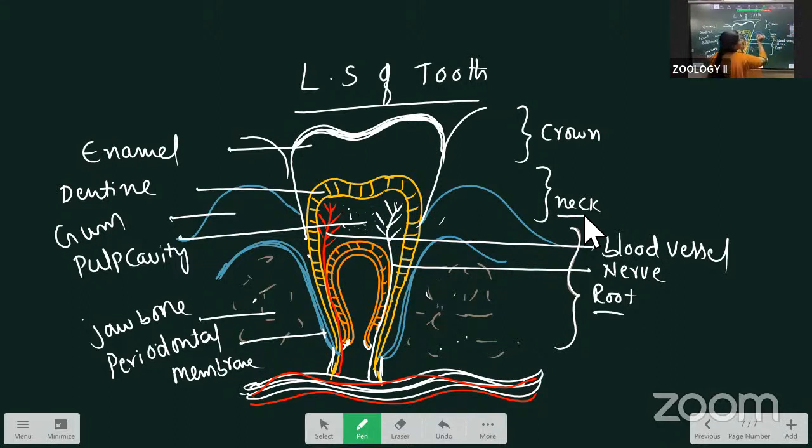The part between is called the neck. The last one, the external side of the tooth, we call the crown. And the main labelings are the pulp cavity, the dentine, enamel, periodontal membrane. Here, this is about the LS of tooth.